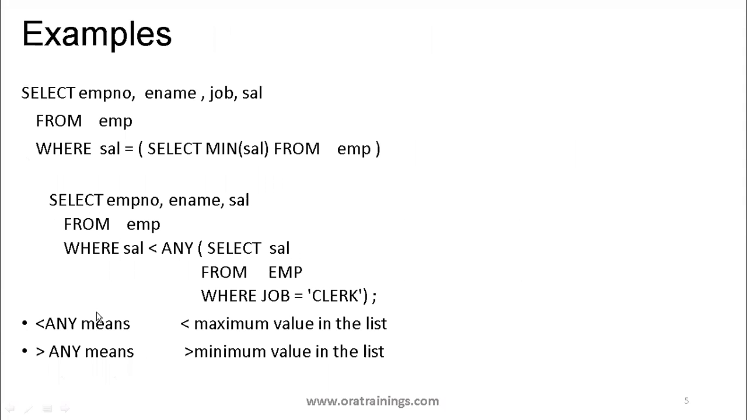So here, if you observe some of the examples, in the first one, I'm trying to get the minimum salary in the subquery. We have written a query which is returning the minimum salary from the employee table, and we are retrieving all the employees who are having the minimum salary. So that's the logic. Okay.